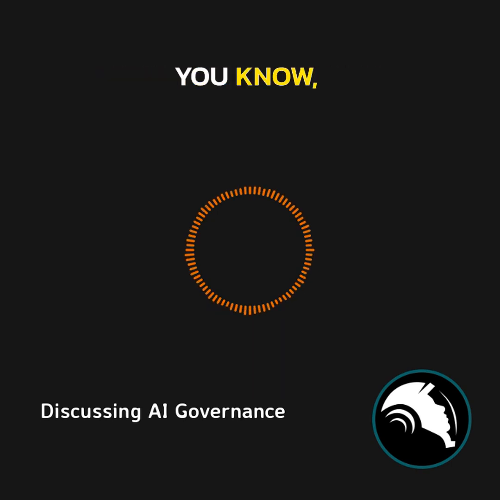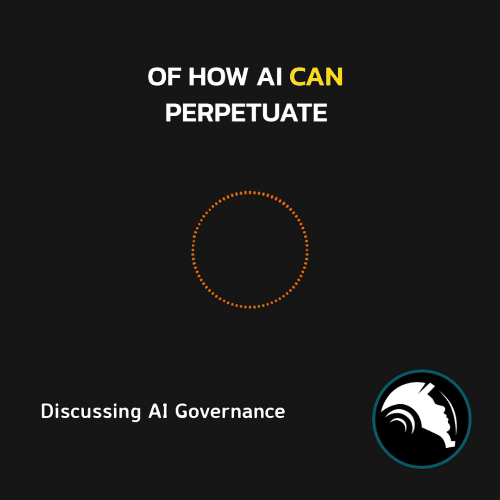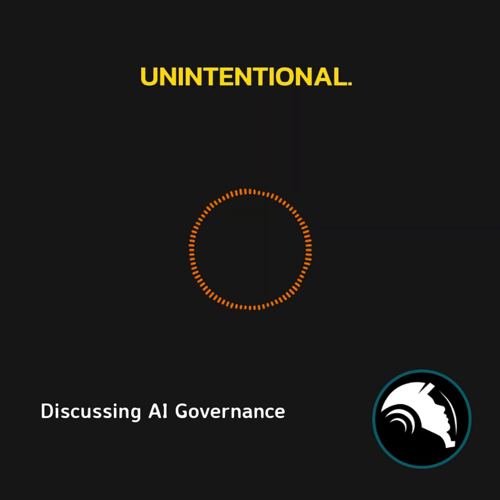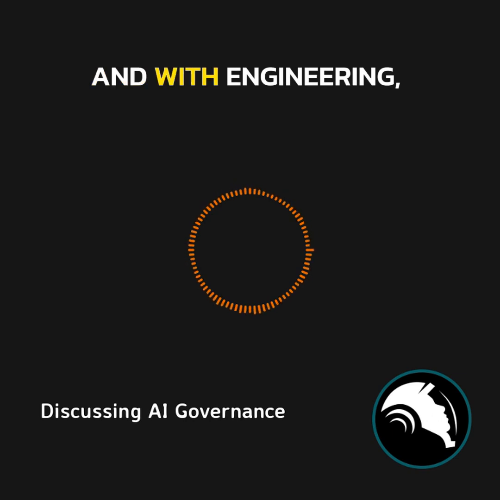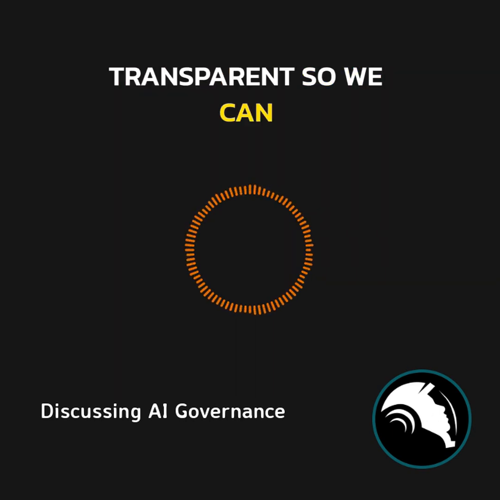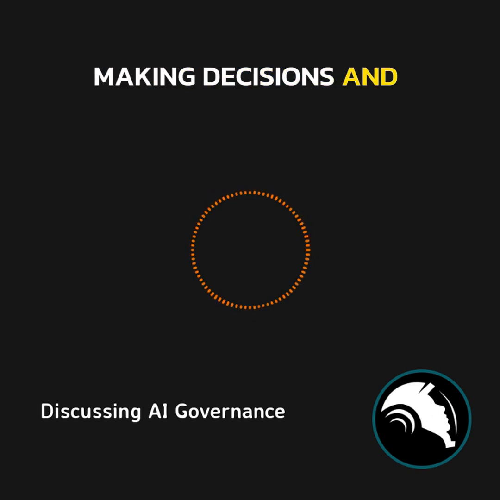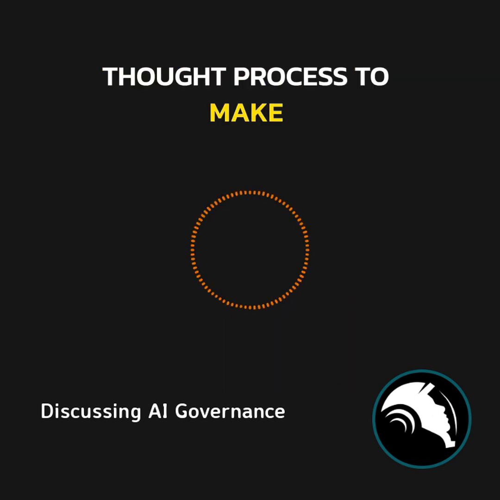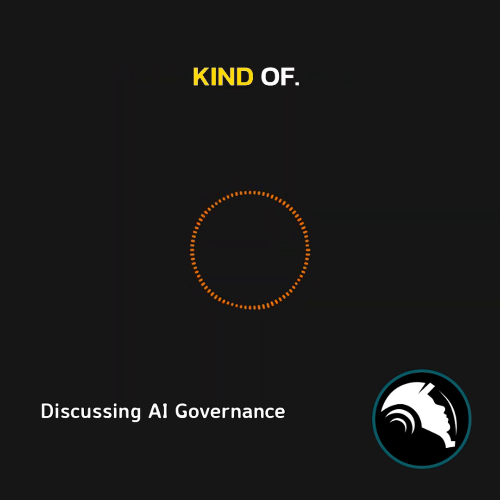Education is crucial. People need to be aware of how AI can perpetuate biases, even if it's unintentional. So being more aware of our own biases and how they might show up in the data we're using. Exactly. And with engineering, we can design AI systems that are more transparent so we can actually see how they're making decisions and identify any potential biases in their algorithms. So it's like having a window into the AI's thought process to make sure it's being fair. Yeah, kind of. I like it.